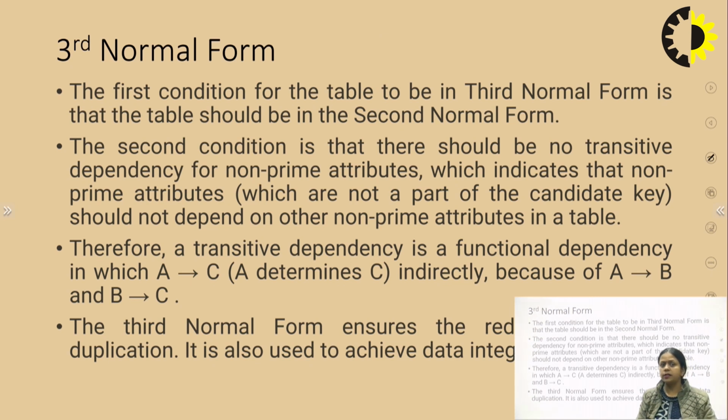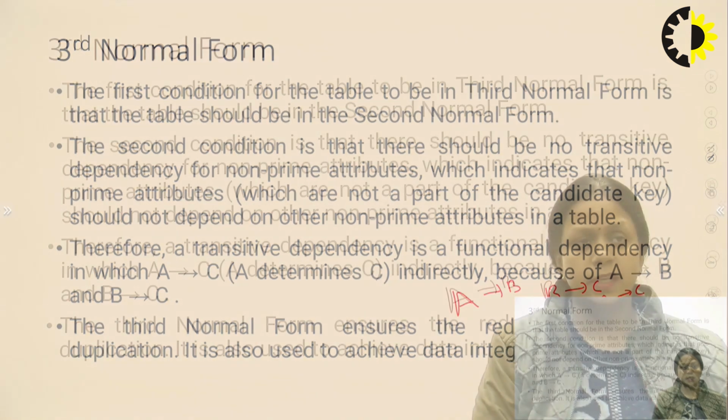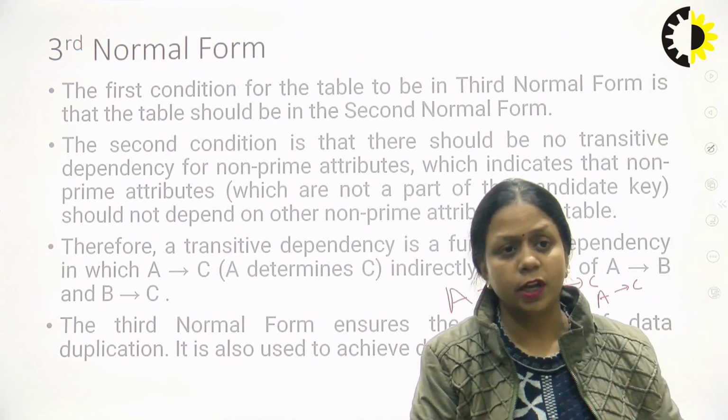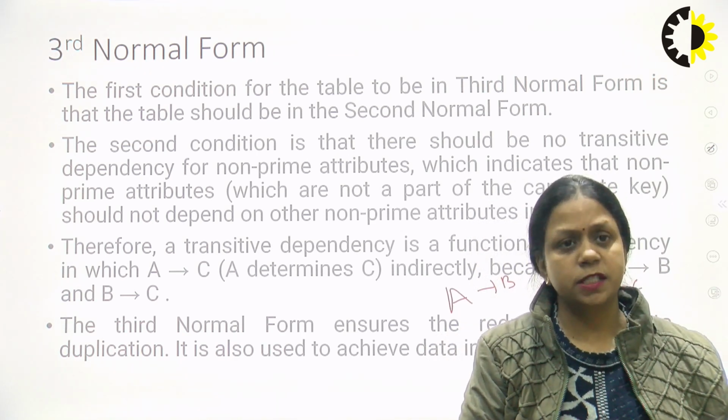Now, we should understand the meaning of transitive dependency. You can see here, if B is dependent on A and C is dependent on B, then what does it imply? It implies that C is indirectly dependent on A. So this is known as a transitive dependency. This transitive dependency should not be in the table. If it is in the table, then we have to decompose the table to remove this transitive dependency.